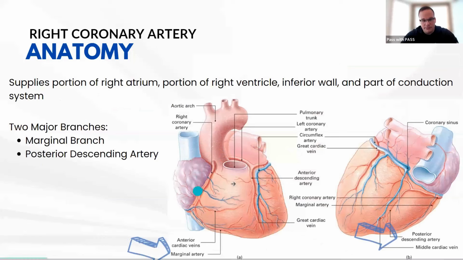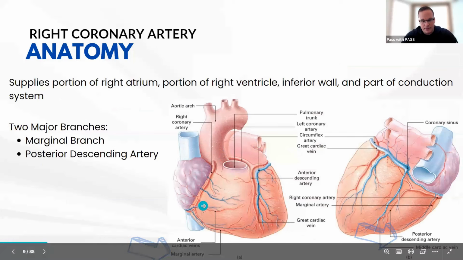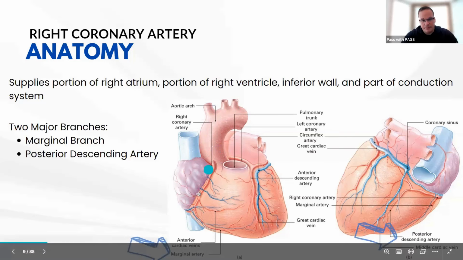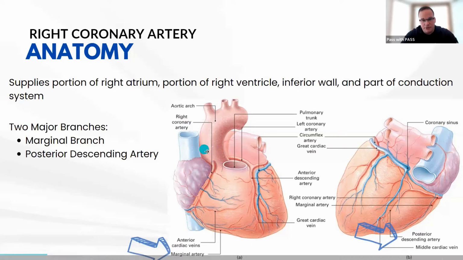So hopefully you can see my mouse on the screen here. As we come down, you see our aorta here, just to get our bearings in terms of what we're looking at. Everybody should be able to recognize the aorta. As you move to the left of that, you see your superior and inferior vena cava and your right atrium. And then you see this large vessel, which is the right coronary artery, that comes down the right side of the heart.